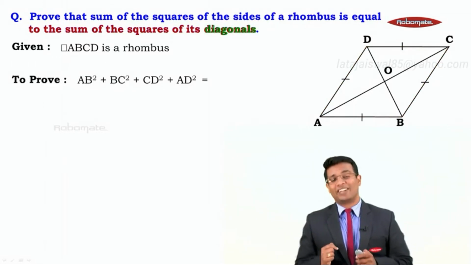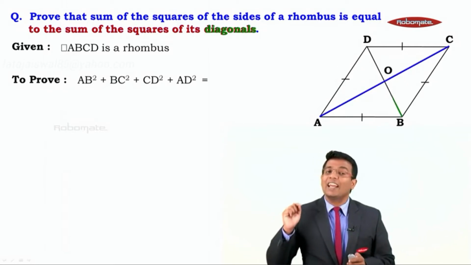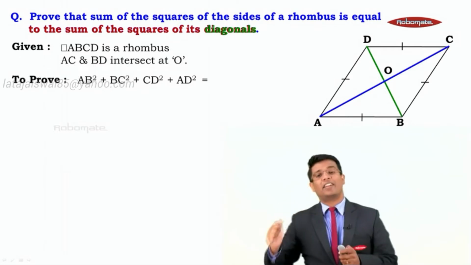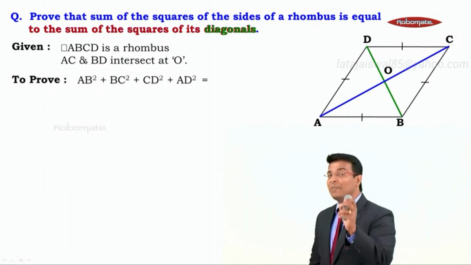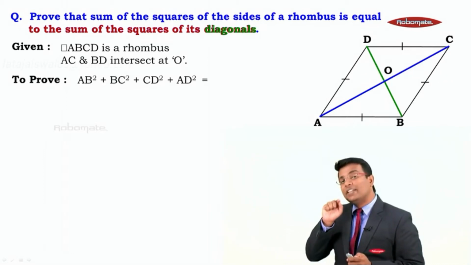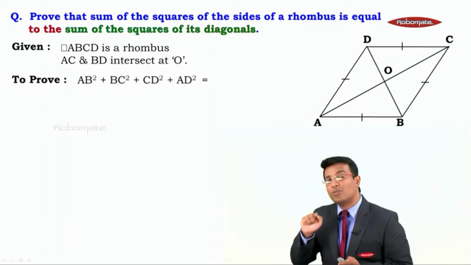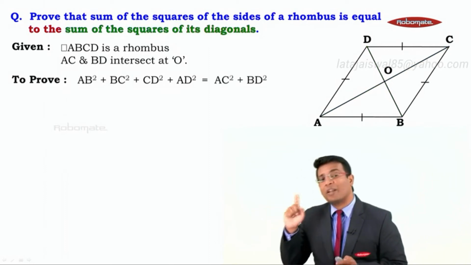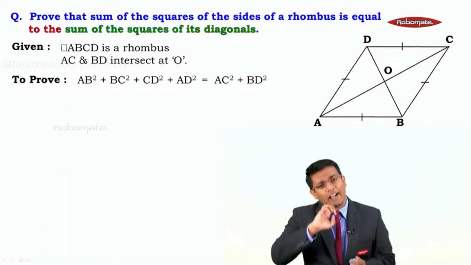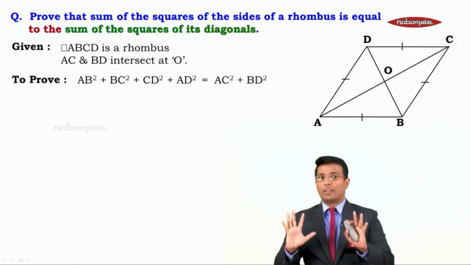So we need to have the diagonals there, that is BD and AC, and they intersect at point O. So that should also be written in the given, that diagonals AC and BD intersect at point O, right? And in the to prove it says it is equal to the sum of the squares of its diagonals. That means it is equal to AC square plus BD square. That is what we have. So now the given and the to prove is done. So we know what we are supposed to prove, right?